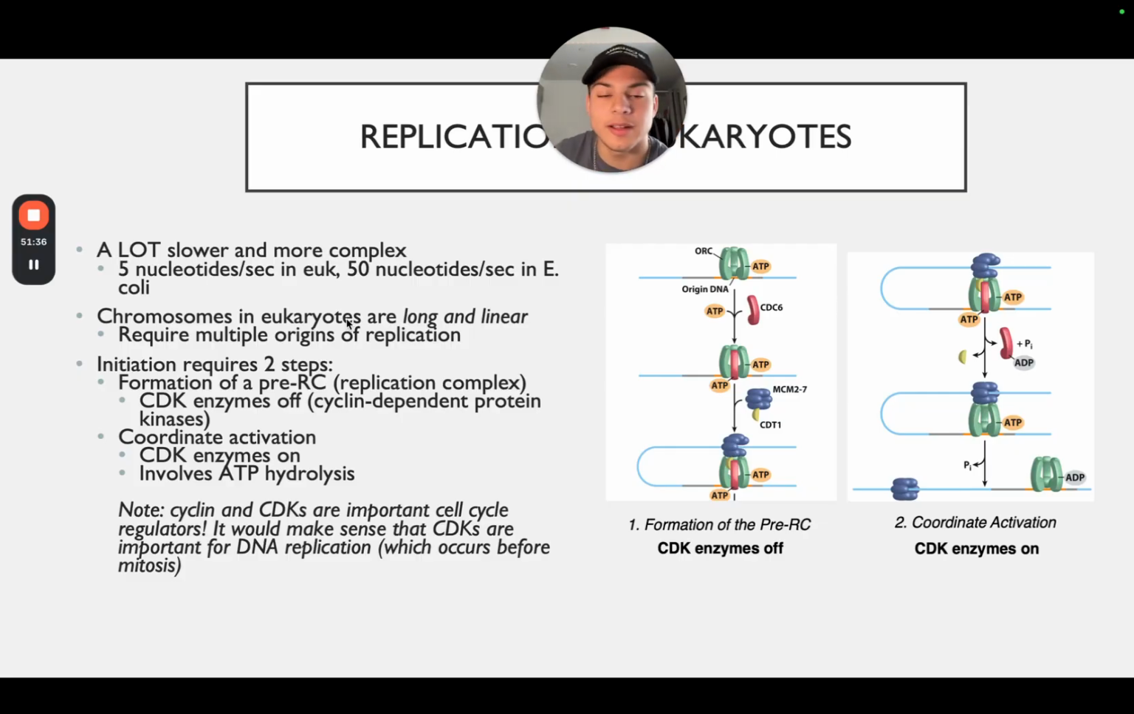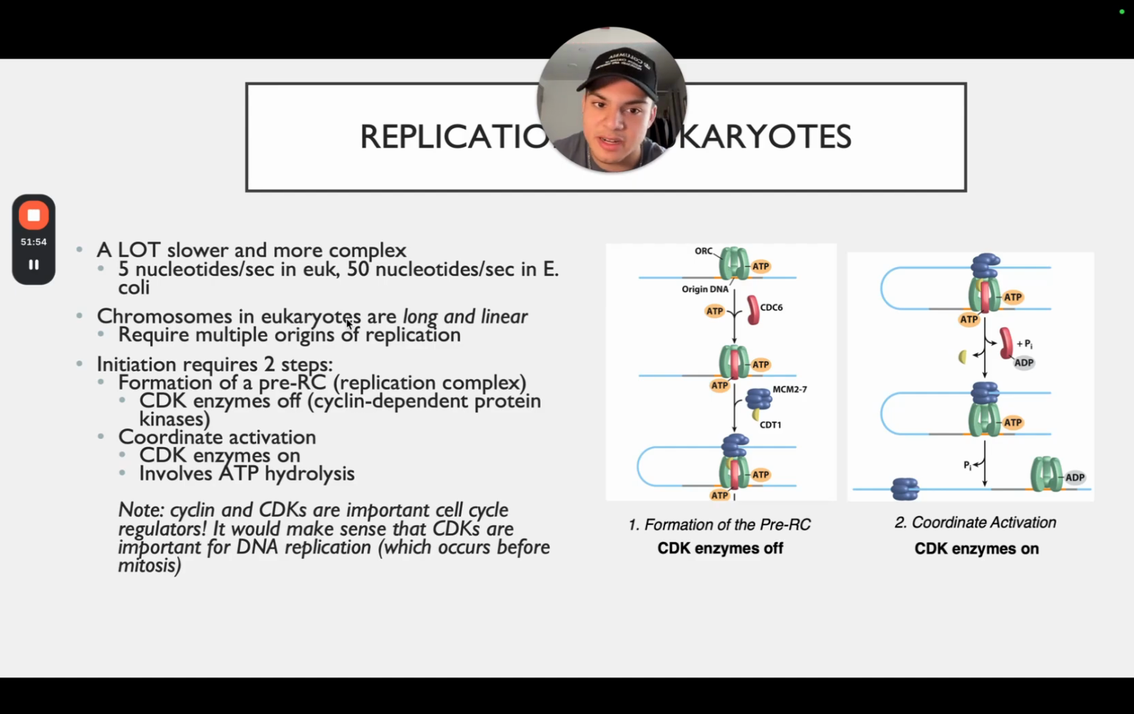So again, for replication in eukaryotes, initiation requires 2 steps. Formation of the pre-RC replication complex. CDK enzymes are usually off during this time. And then the second step is origin activation, where the CDK enzymes are turned on, and it involves ATP hydrolysis.